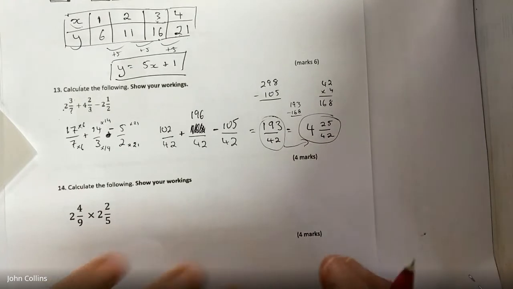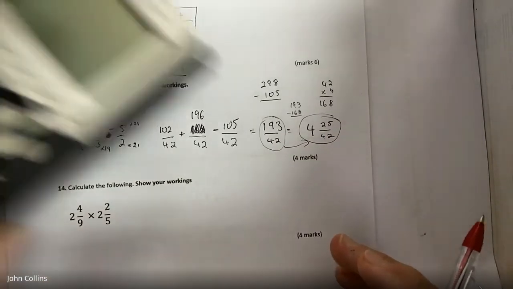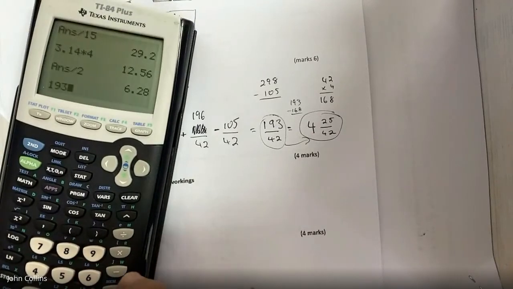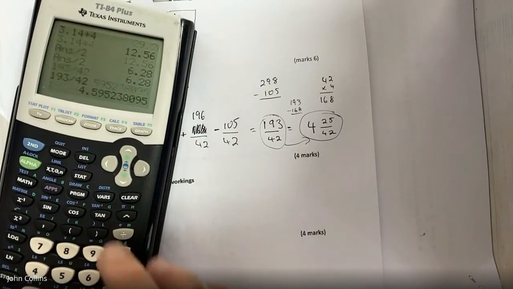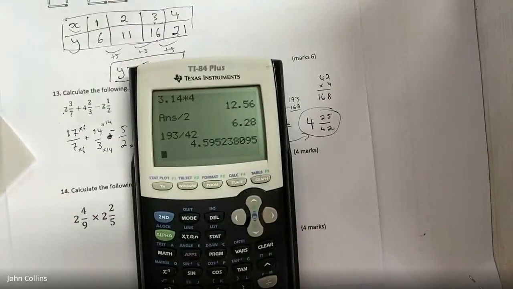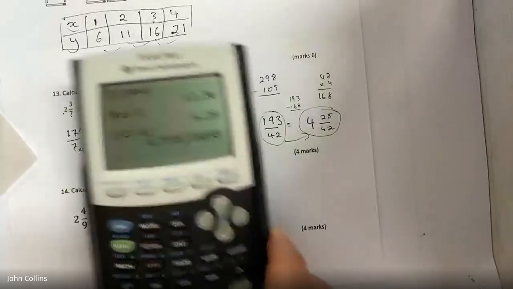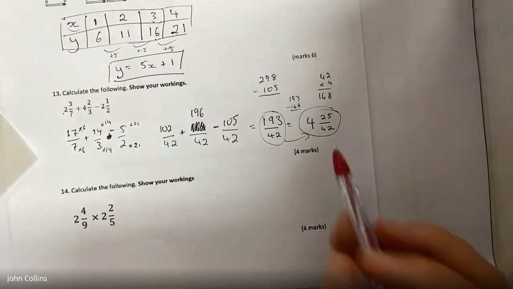A decimal equivalent. Did anyone get it as a decimal? 193 divided by 42 is around this. Unfortunately, decimals, when we're adding and subtracting fractions, are not acceptable. We want it as a fraction answer. But if you did do it as a decimal, that is the right answer.